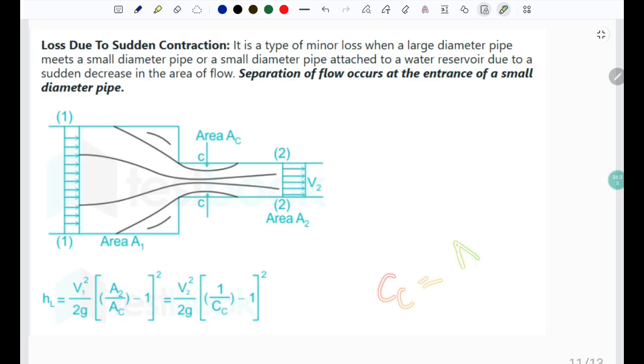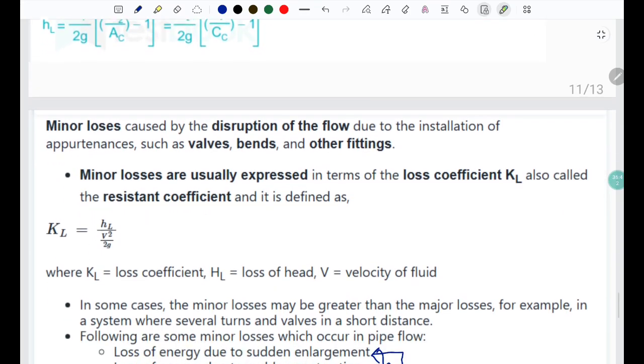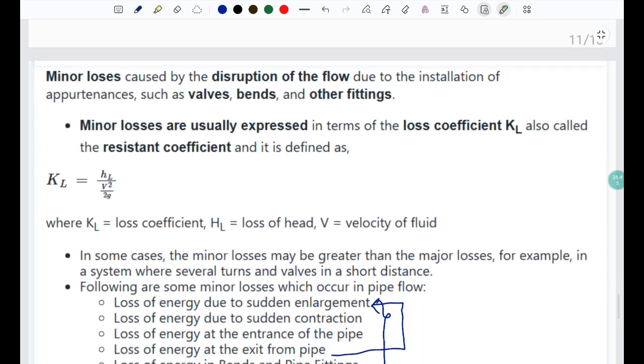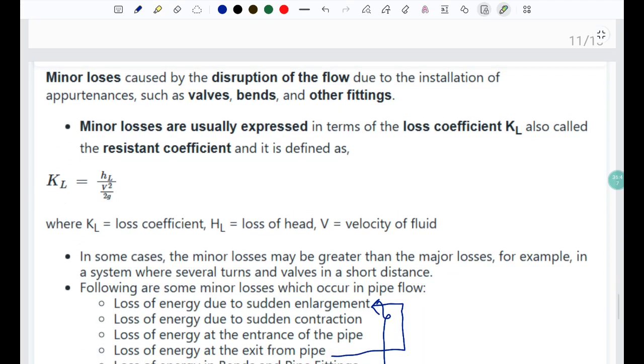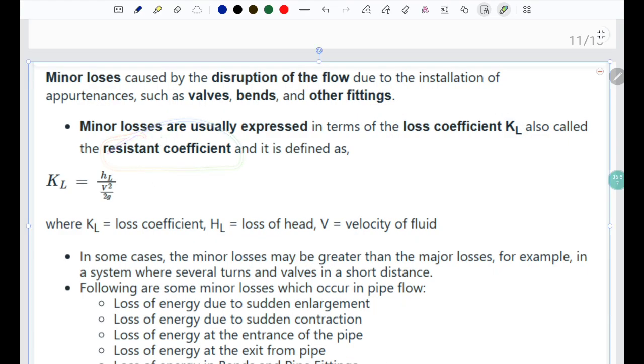CC is the area of the vena contracta divided by the area before it. Then minor losses are caused by disruption of the flow due to installation of appendices, valves, and bends. This involves the expression loss coefficient, which is also called the resistance coefficient. It is defined as the ratio of head loss, or loss of head, to the kinetic head.